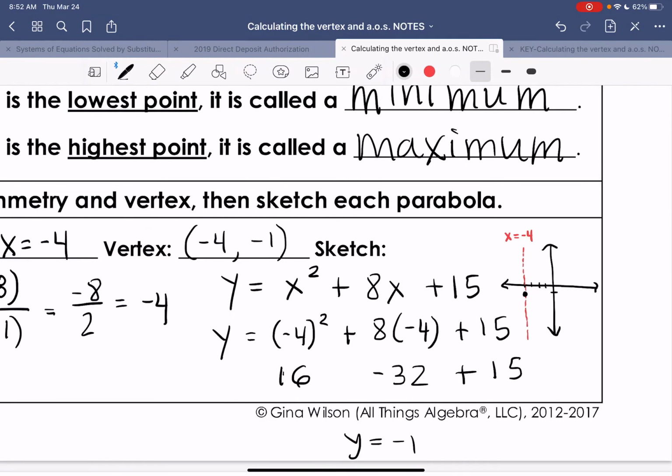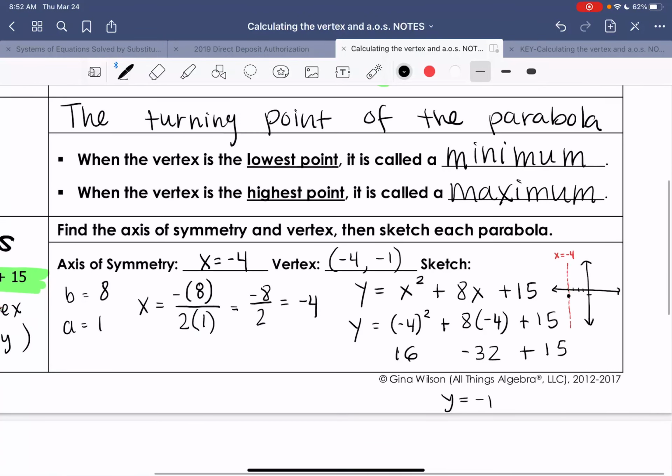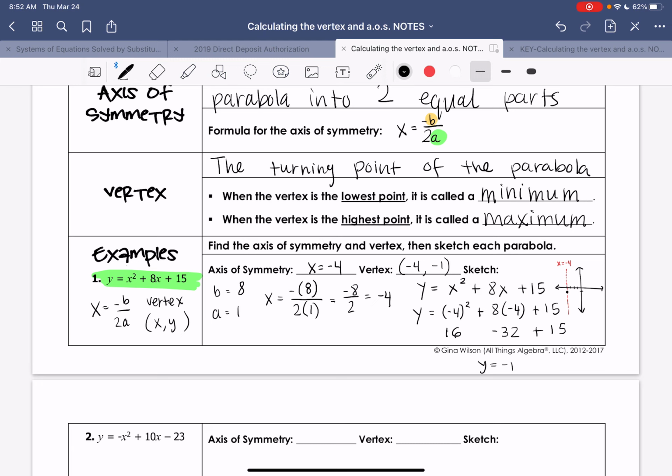So then that's our axis of symmetry, that's our vertex, and we know that our graph itself is positive. So we're going to draw a little parabola like this. And that is all we're asked to do. All right, moving on to the second example.